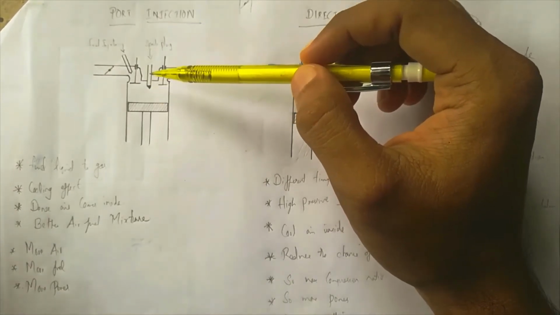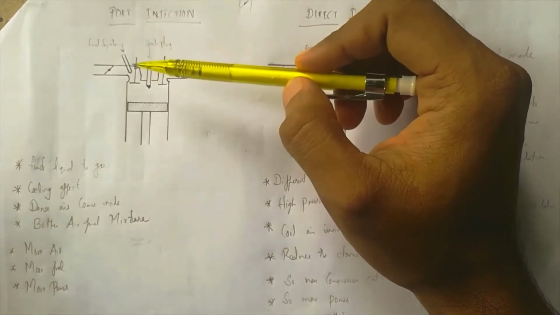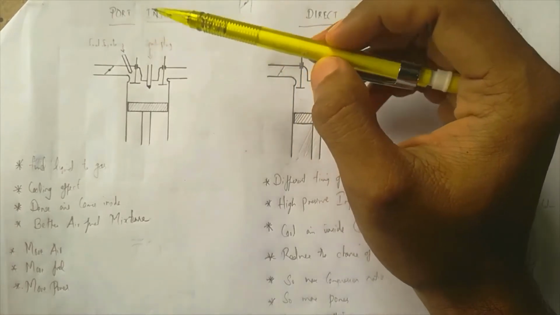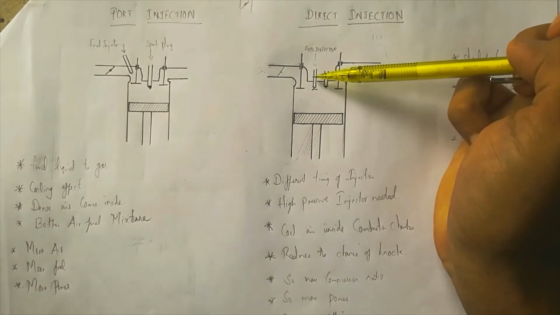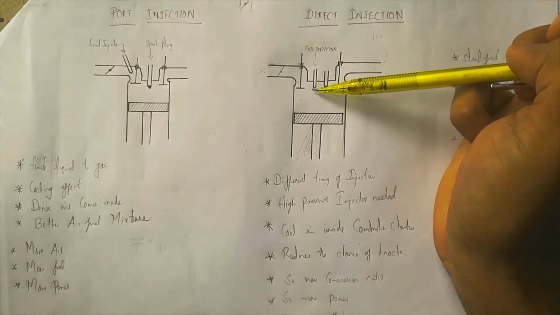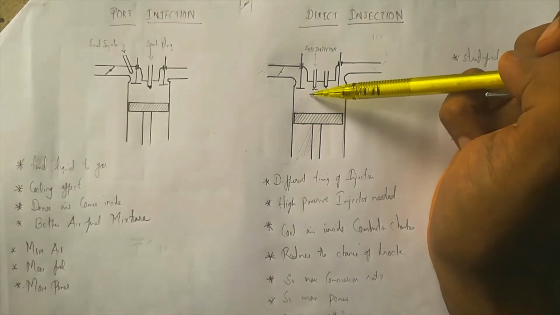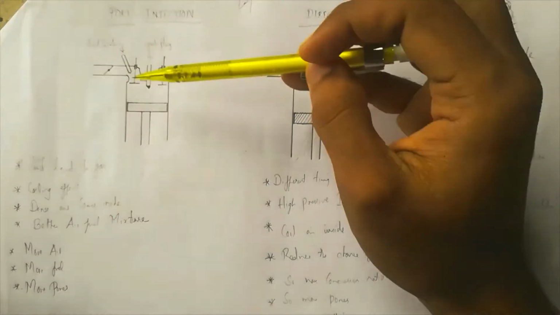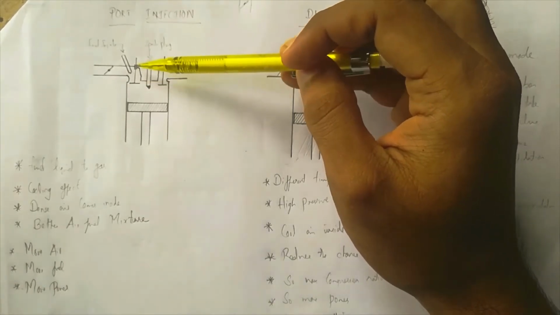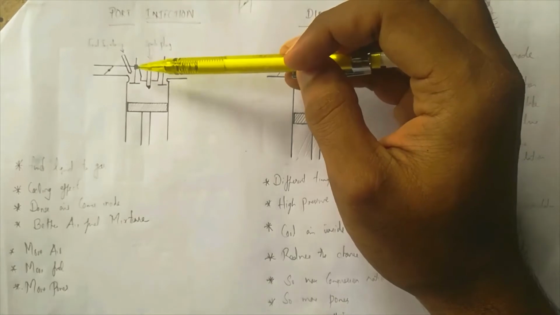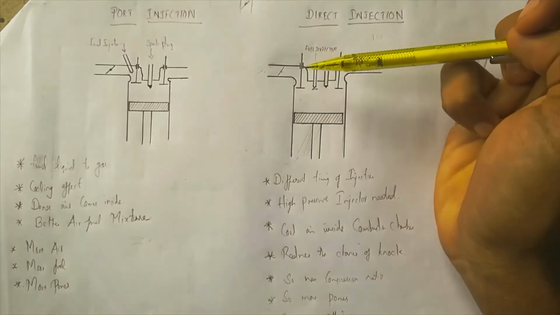So ultimately, the air fuel mixture is getting more time to form a proper mixture, which is not possible in case of direct injection. In direct injection, the injector is in the combustion chamber, so we get time for proper mixing only when the air and fuel are inside the combustion chamber. Here, even before the air and fuel come into the combustion chamber, there is proper mixing happening. So that is also an advantage of port injection. Now let's come to the other one, direct injection.